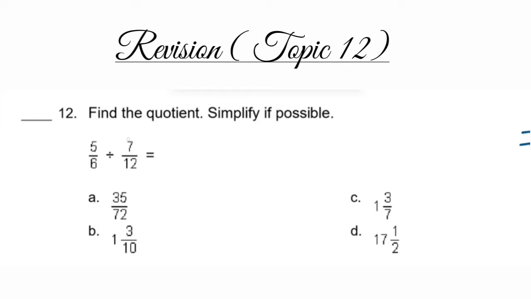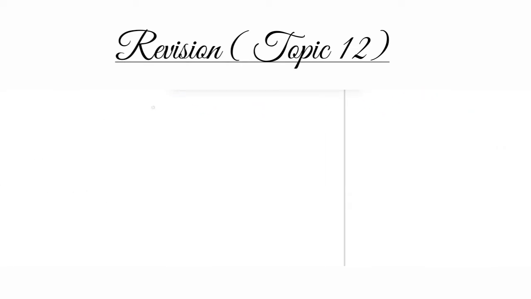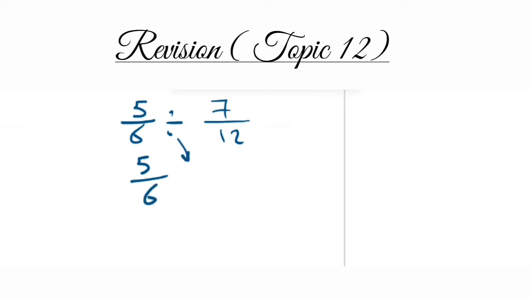In question number 12, find the quotient, simplify if possible. 5/6 divided by 7/12. Let's do this. 5/6 divided by 7/12. Write the dividend, change division into multiplication, and get the reciprocal of the divisor, which is 12 over 7. Now I can see 6 and 12 are divisible by 6.